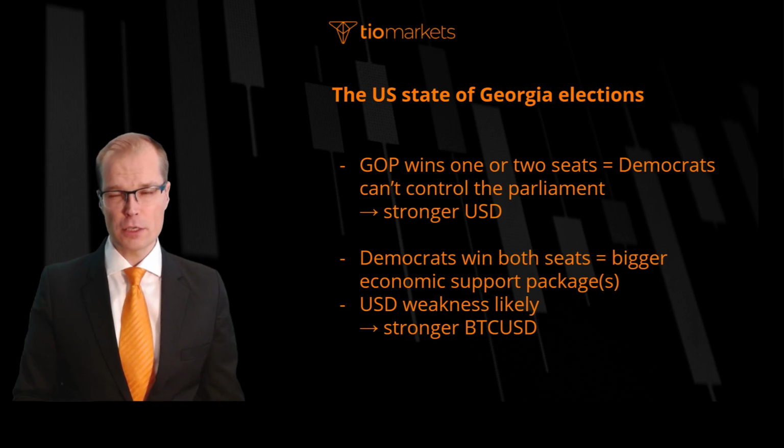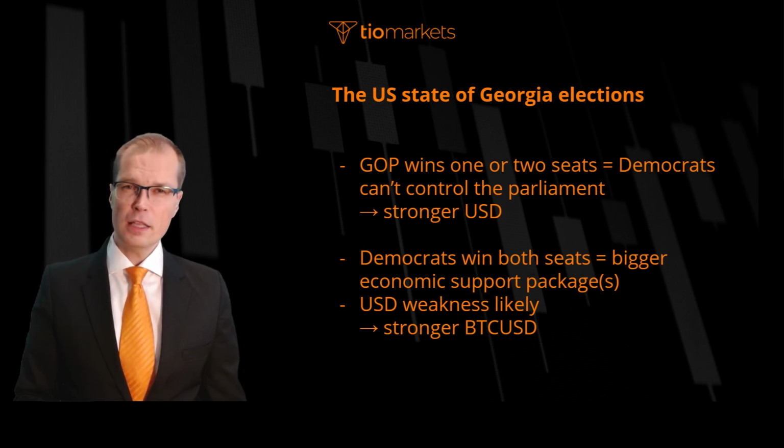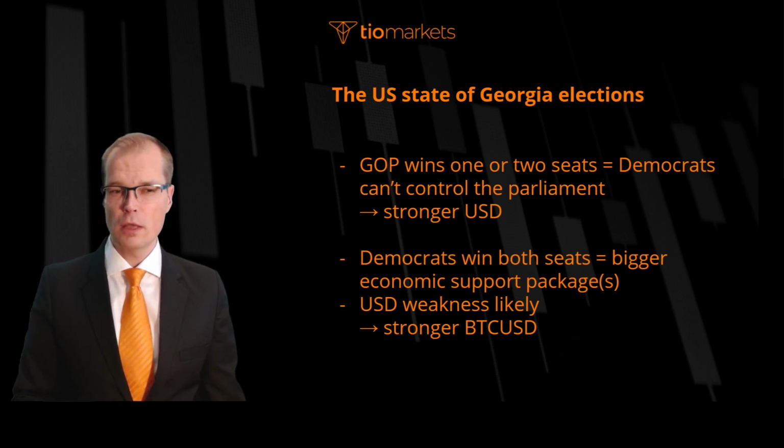As you know, US Parliament has 2 houses, lower and upper, and at the moment the upper house, the Senate, is controlled by the GOP. Now, if the Democrats win both seats, then it is more likely that we will have bigger economic support packages, basically meaning that the USD is more likely to be weak, and this would create a stronger environment for the Bitcoin to go higher against the dollar. So GOP win, we have a stronger USD, and Democrat win, we have weaker USD and stronger Bitcoin.